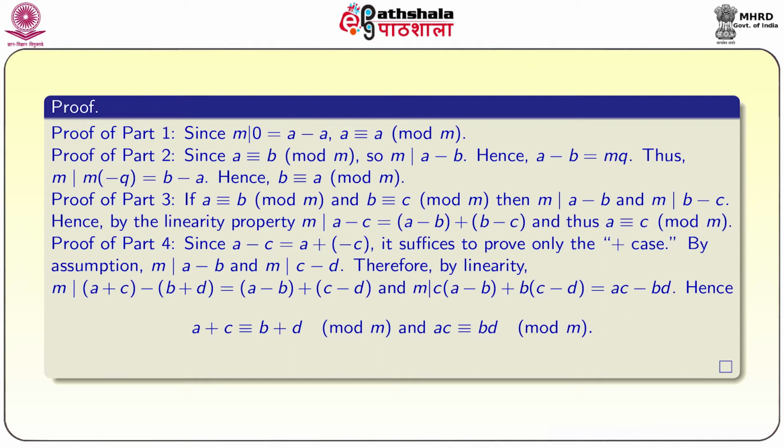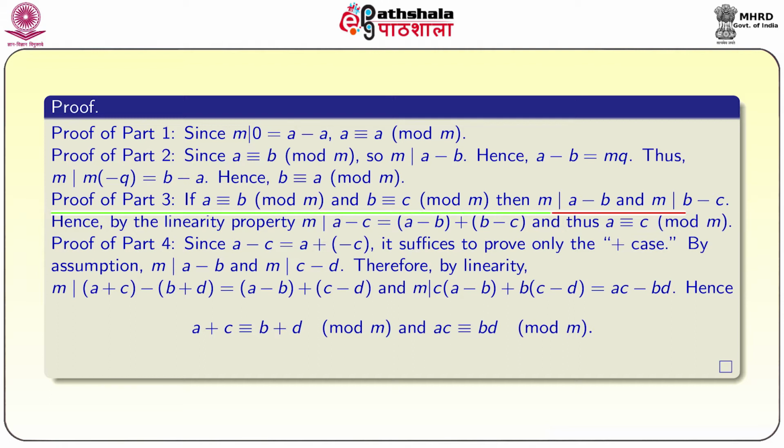So, we proved that whenever a is congruent to b mod m, b is also congruent to a mod m. This says that congruence satisfies the symmetric property. So, there is nothing wrong in saying a is congruent to b mod m or b is congruent to a mod m. Now the proof of part 3, this is the transitivity property.